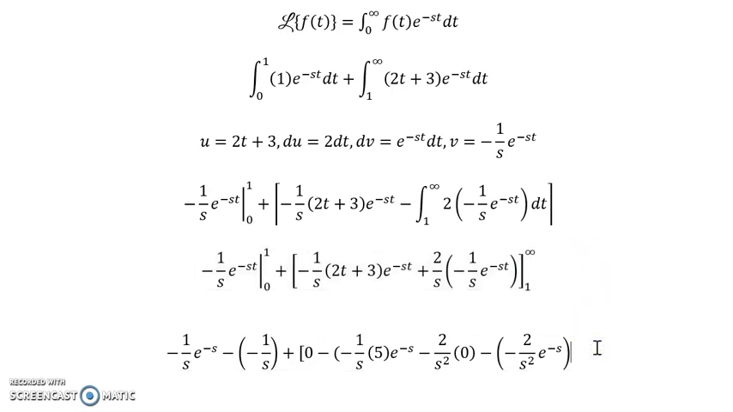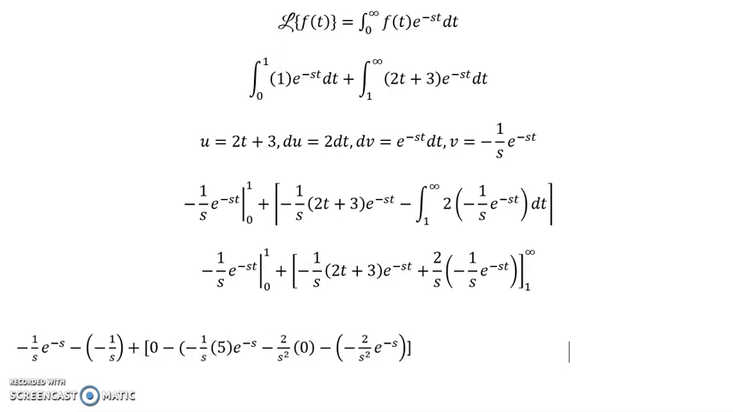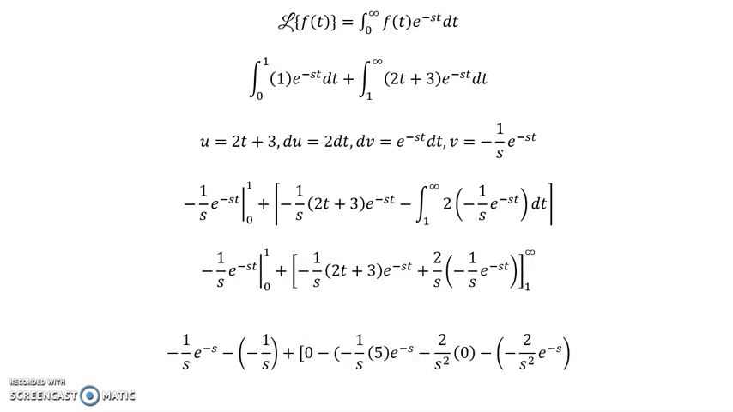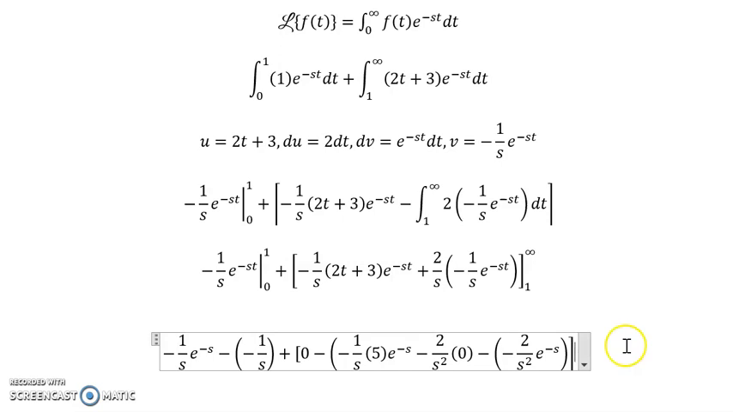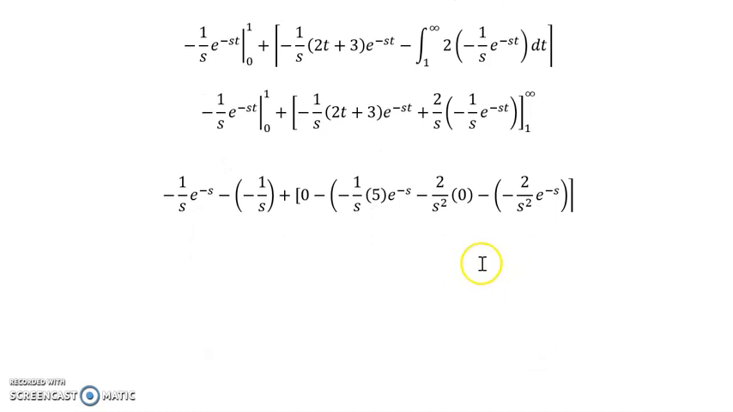Okay, so now we've plugged in all of our terms. So now what can we do? Well, let's see what we can simplify. This thing right here has just got 1 over s. That's 0. I can combine these two terms.